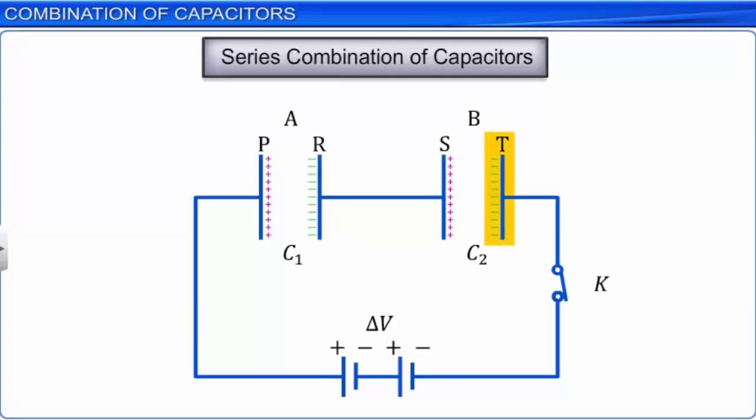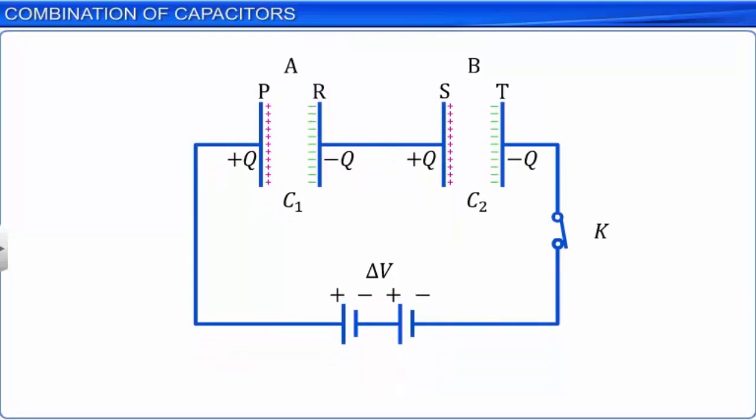Let this charge be minus Q. Simultaneously, an equal amount of positive charge plus Q accumulates over the plate P. As minus Q accumulates on plate T, an equal amount of negative charge is forced off the plate S of capacitor B. Hence, the plate S has an excess positive charge, which is equal to plus Q. The negative charge, minus Q, leaving the plate S, travels through the connecting wire and accumulates on the plate R of capacitor A. Hence, the magnitude of charge accumulated on the plates of the capacitors connected in series is the same.